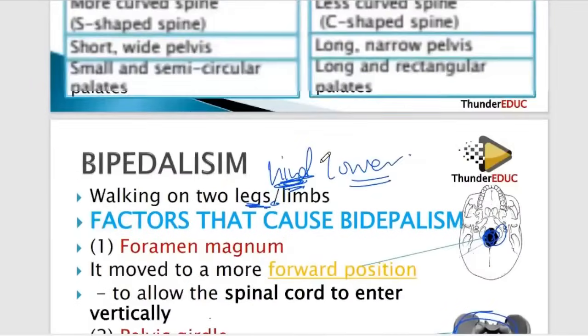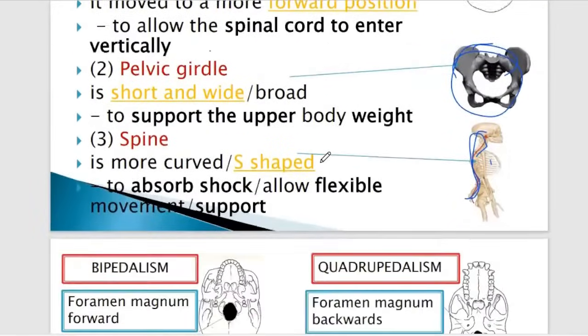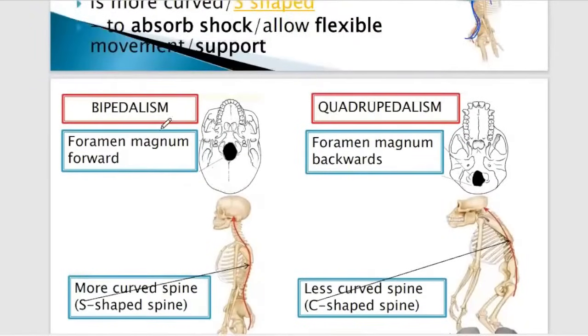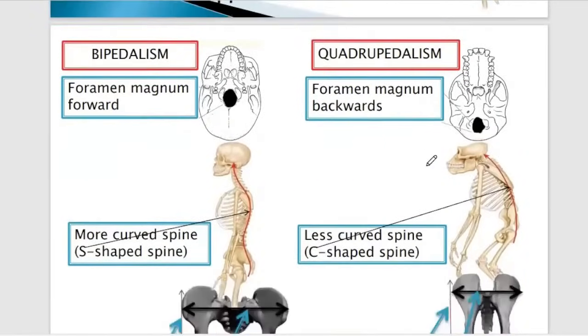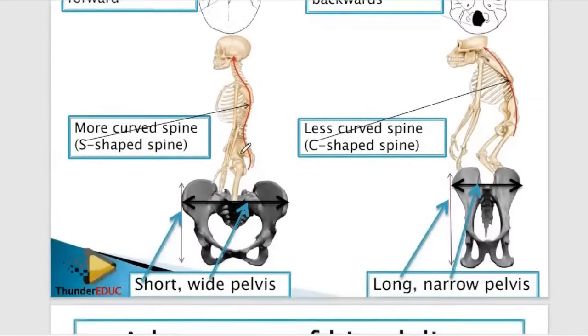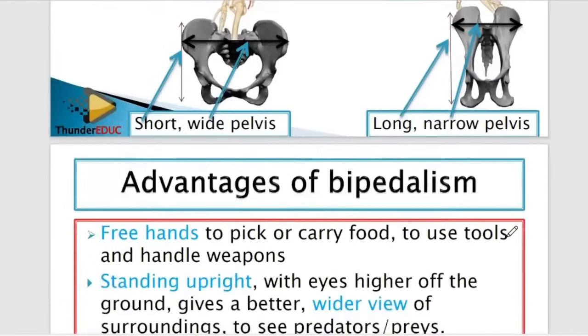Yes, so make sure that you know the advantages of bipedalism and the difference between bipedalism and quadrupedalism. This one is obvious also. For bipedalism, the position of foramen magnum is in a forward position, while in quadrupedalism it is in a backward position. This one is S shape, this one is C shape. Short and wider, long and narrow. So you have to know that.